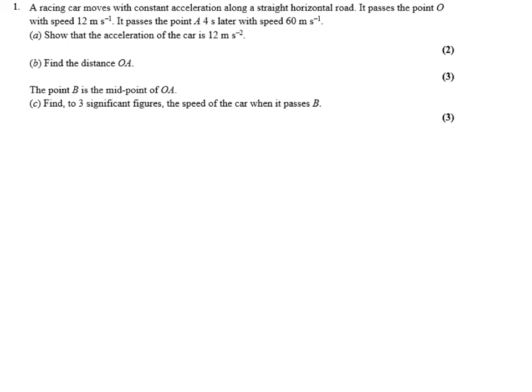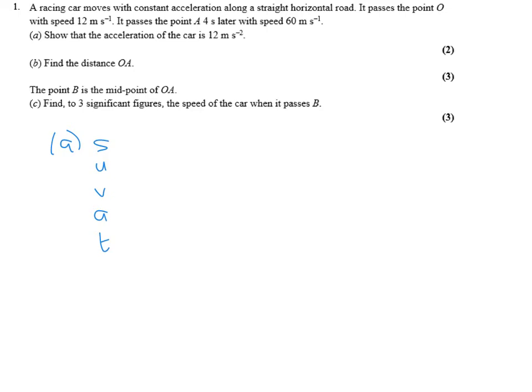In question 1, you're given a little bit of information about the racing car and you need to show that the acceleration of the car is 12. So you cannot use that bit of information in showing it. You need to prove that the acceleration is 12 rather than using it in your calculation. So for part A, we'll look at what SUVAT data we've got.